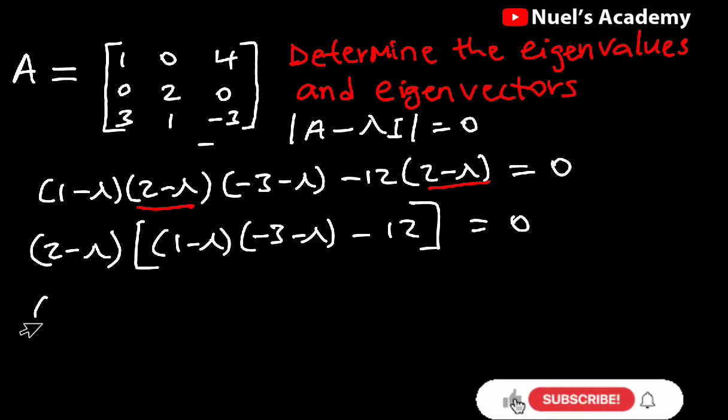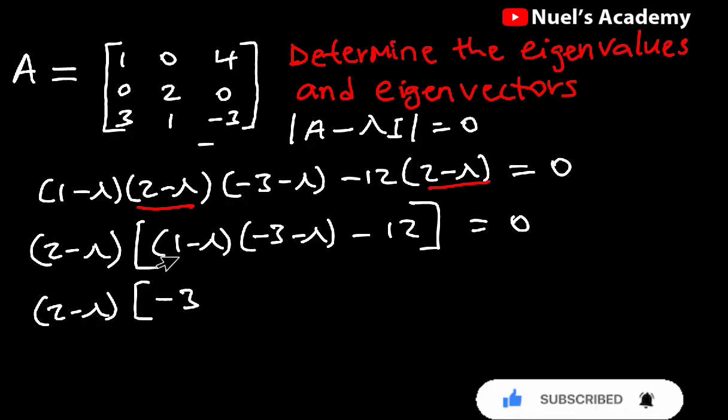So we have 2 minus lambda multiplied by, let's expand: 1 times negative 3 is equal to negative 3. 1 times negative lambda is equal to negative lambda. Minus lambda times minus 3 is equal to plus 3 lambda. Minus lambda times minus lambda is equal to lambda squared. Then we have minus 12.